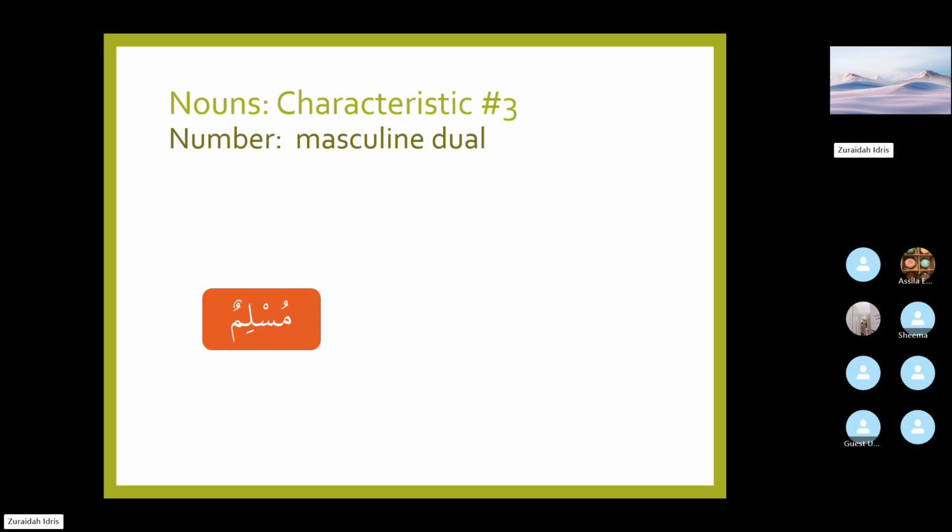Rafa, ra, fa, and ain. We will do this later when we do characteristic number 4, which is what we call i'rab. That is a very important characteristic of the isim. Not only the isim, even the fi'il has i'rab as well. So muslimun. Now, what happens?